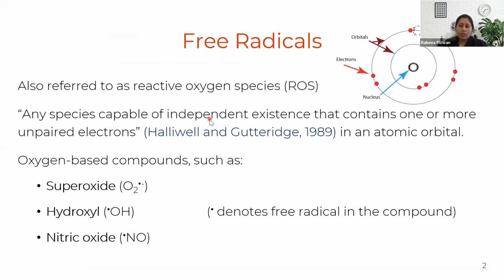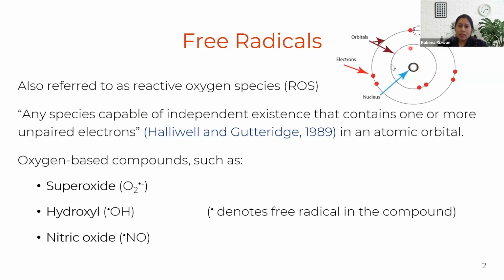Antioxidants are actually species, or we can say atoms, that have the capability to interact with other atoms. They cannot survive alone. So how can we define them? Any species capable of independent existence that contains one or more unpaired electrons in an atomic orbital. What it means is that there is an atom, and this is the basic chemistry that you have already studied in school.